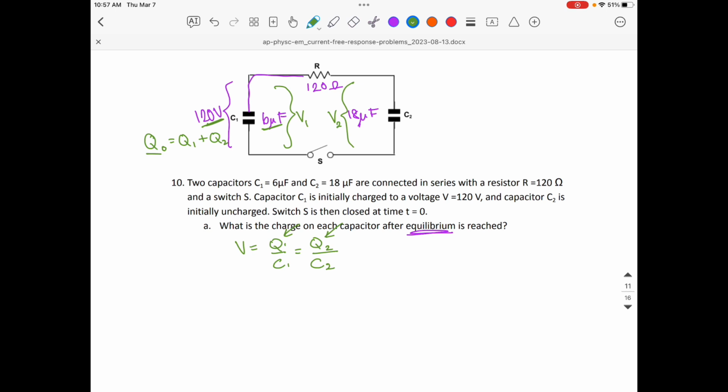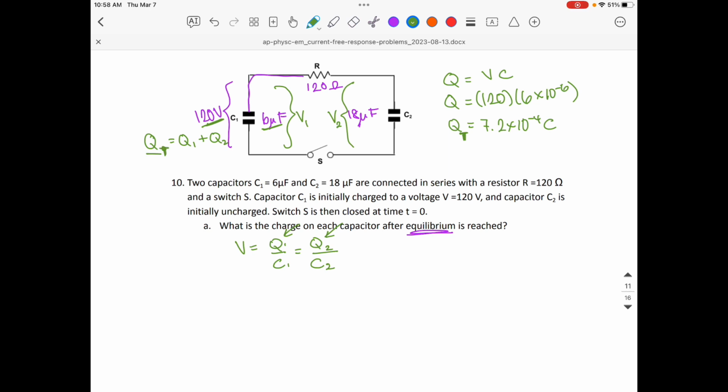The equation for charge is voltage times capacitance. That's going to be 120 times 6 times 10 to the negative 6, and Q is equal to 7.2 times 10 to the negative 4 coulombs. So this is my original charge. In fact, that's my total charge of the circuit based on conservation of charge, so let me change this to T.